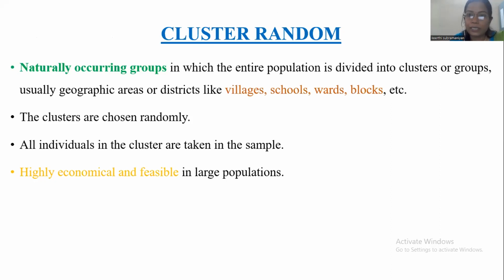Moving ahead with cluster random sampling. Clusters means naturally formed groups. Naturally formed groups like villages, schools, wards, blocks, hospitals. All these are naturally occurring groups. So instead of picking up one person, you are going to pick up the clusters. So you randomly select the villages, randomly select the schools, not people from the school. So this is about cluster random sampling.